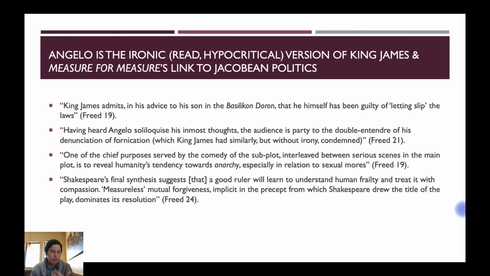So Freed kind of develops that a little bit more and shows, okay, so this is a similarity between the political field that's happening in the real world, IRL, in Jacobean times. Yeah, I just said IRL. Go with it. So he sees that happening in reality. And then we see Shakespeare's version in Measure for Measure, and we can kind of draw those parallels.